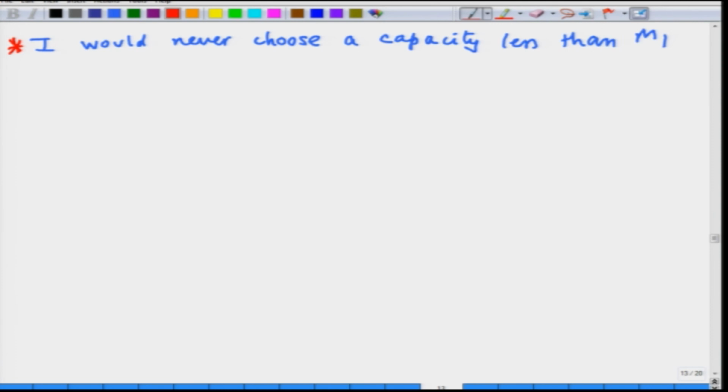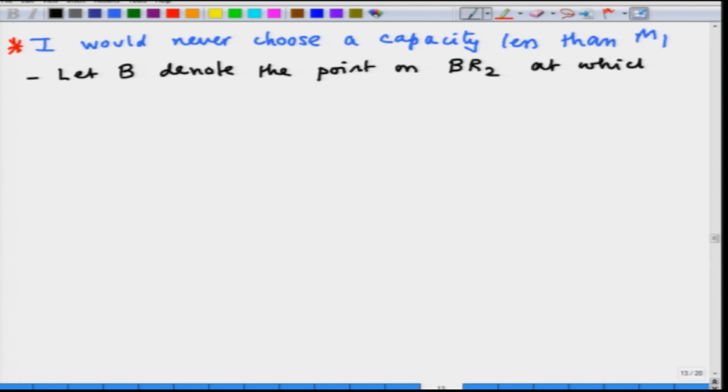Now, with this in mind, let us look at the possible scenarios for K1 that might arise. Let us look at multiple cases. Let the point B denote the point on the entrant's best response function at which pi 2 is equal to 0. We will be drawing these graphs again and again, so as to not clutter them. So, let us graph it properly now.